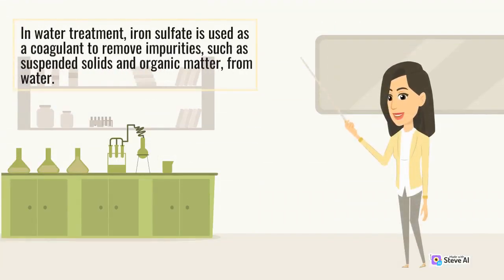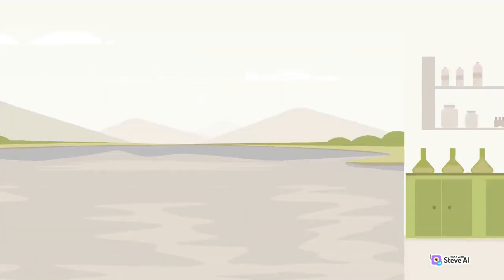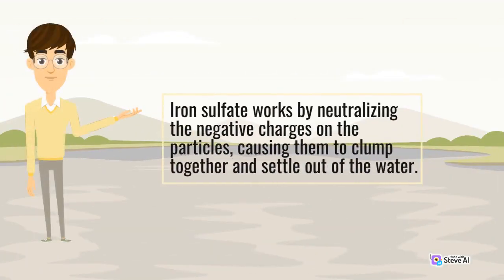In water treatment, iron sulfate is used as a coagulant to remove impurities, such as suspended solids and organic matter, from water. Iron sulfate works by neutralizing the negative charges on the particles, causing them to clump together and settle out of the water.